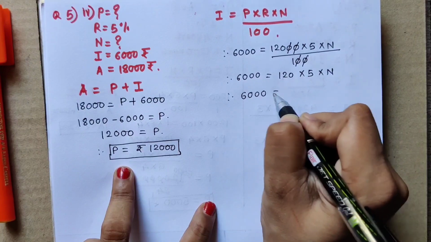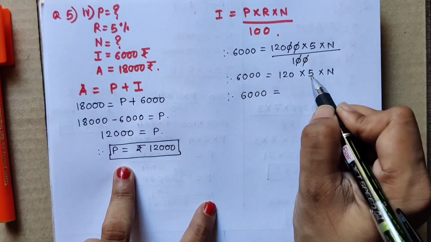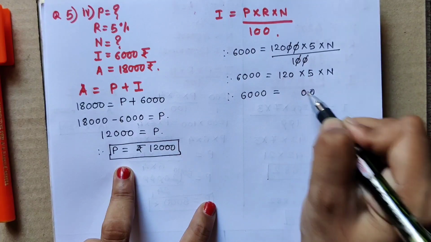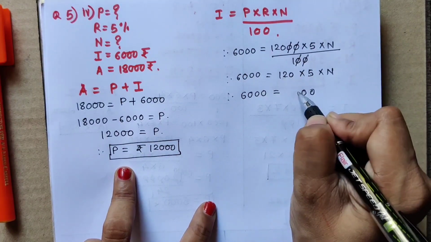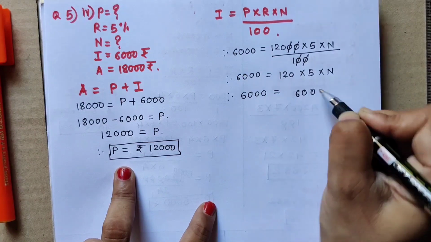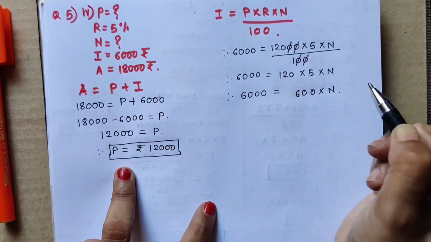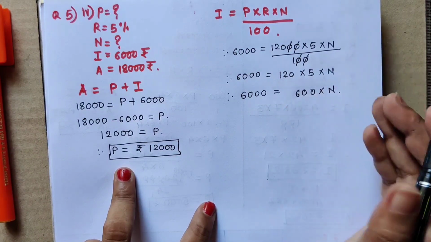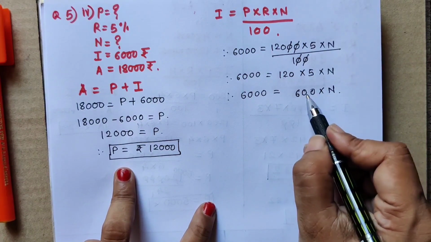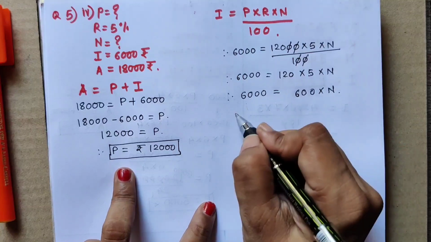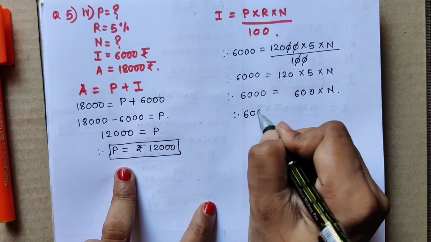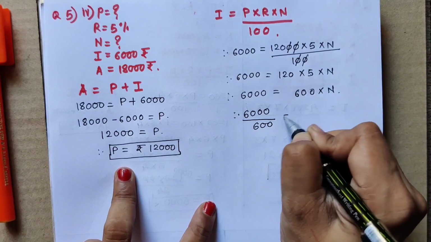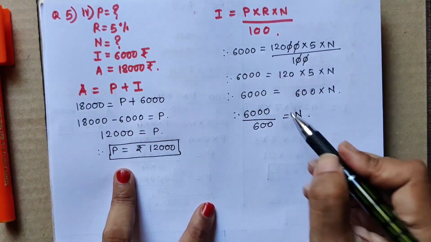6,000 is equal to 120 into 5. We can do this multiplication. 5 zeros are 0, 5 twos are 10, 0 written, 1 carrying, 5 ones are 5, 5 plus 1 is 6, 600 multiplied by n. This 600 multiplied by n is what we are getting on the right hand side. This 600 I am transferring to the left hand side. 6,000 as it is, write down, and this 600 will go down in the denominator, is equal to n.